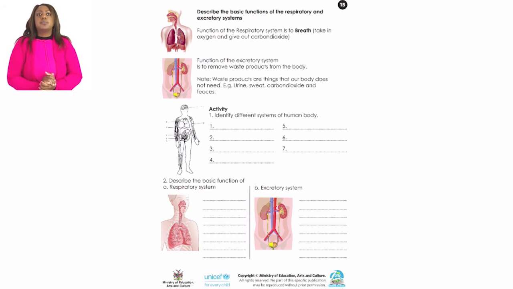Now, let's do a short activity here. Number one, you identify different systems of the human body. You are going to look at that picture, identify all the different systems and then write their names down. Number two, you describe the basic function of letter A, which is the respiratory system, and then letter B, which is the excretory system.